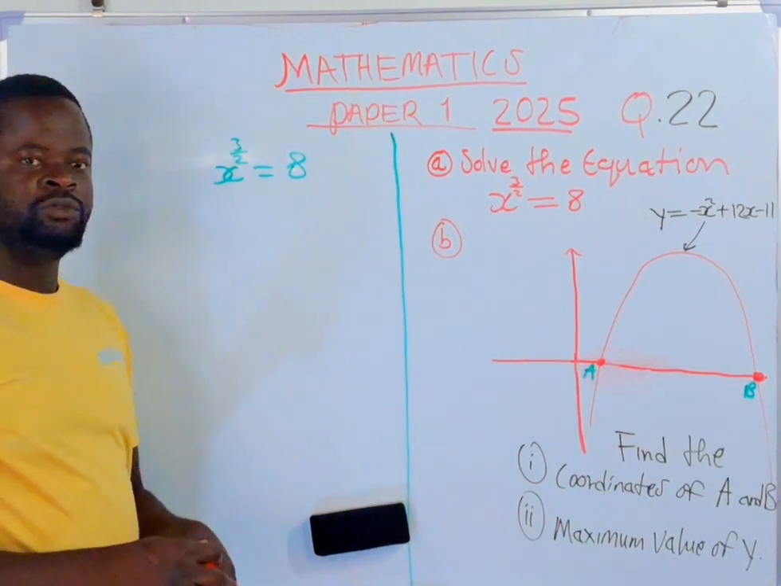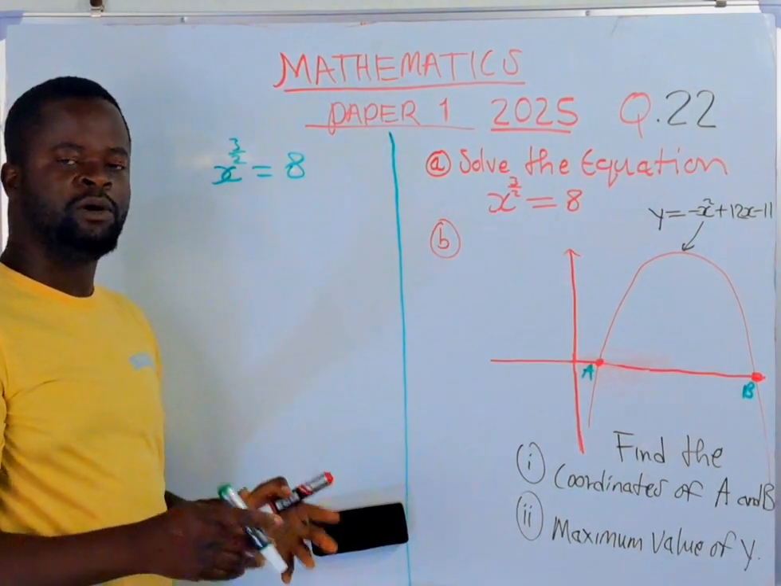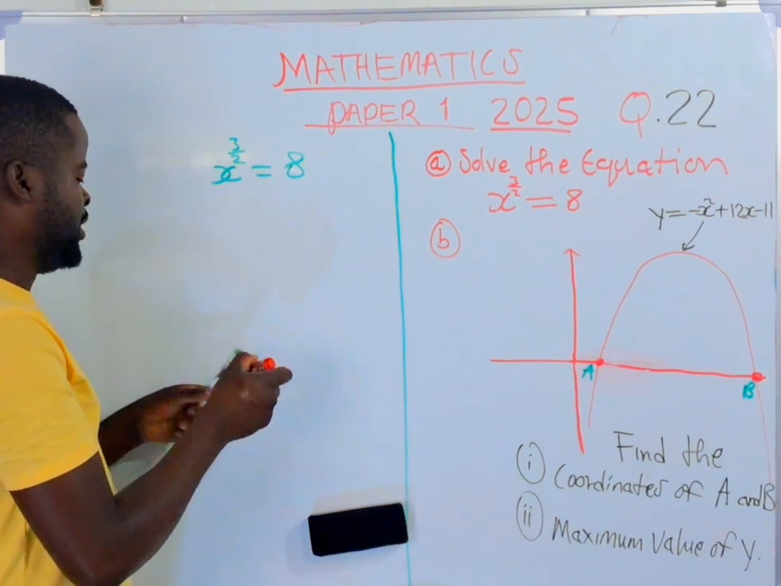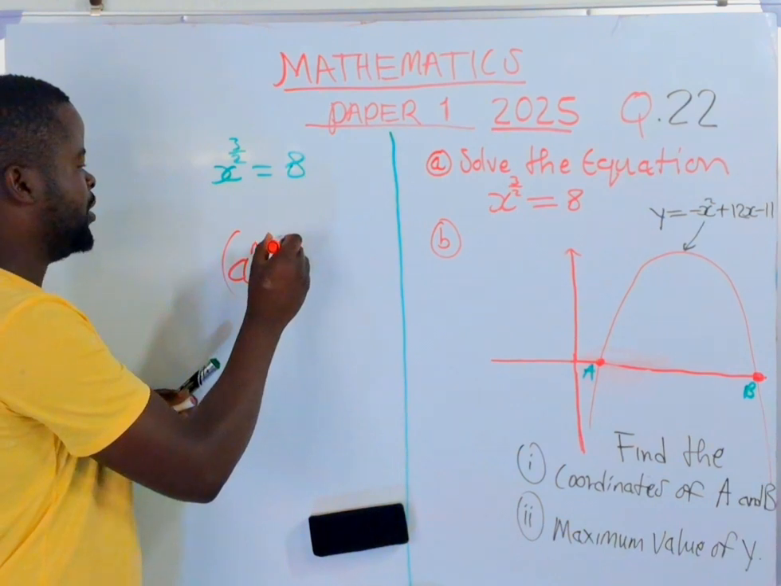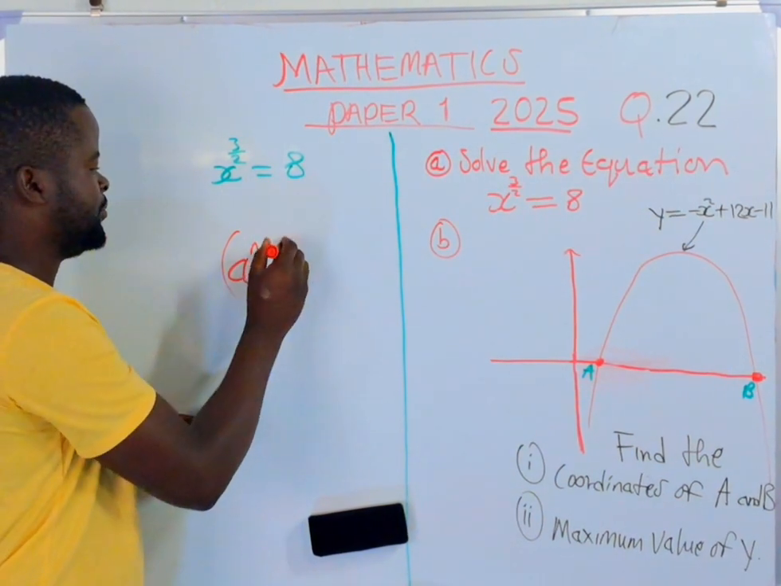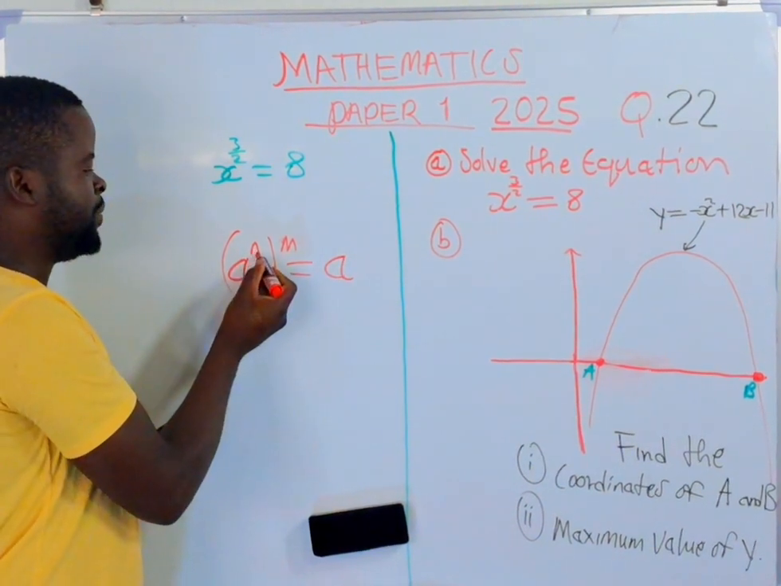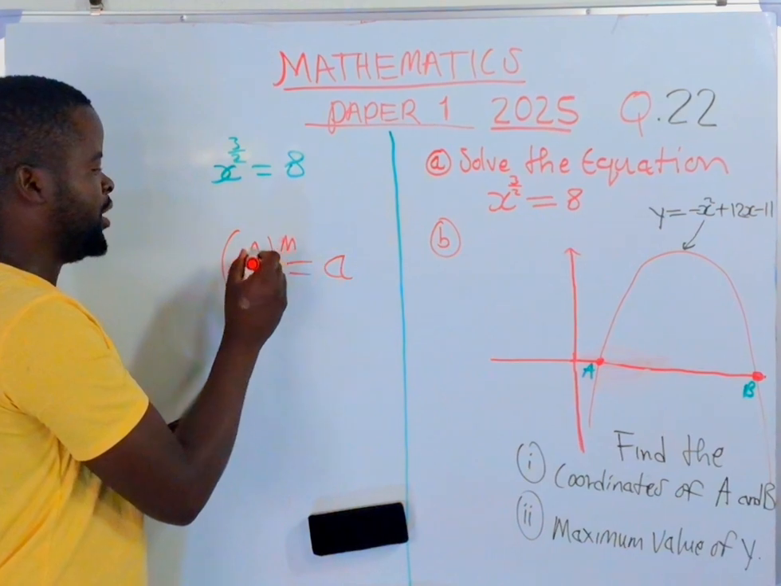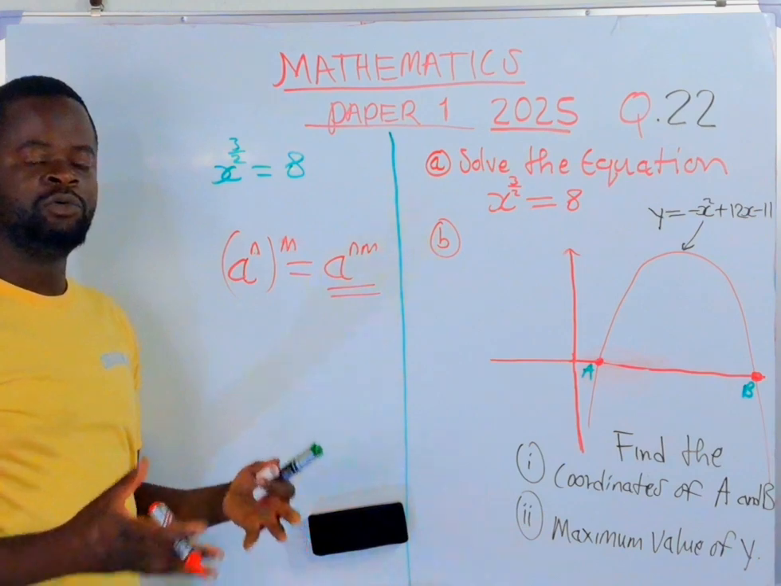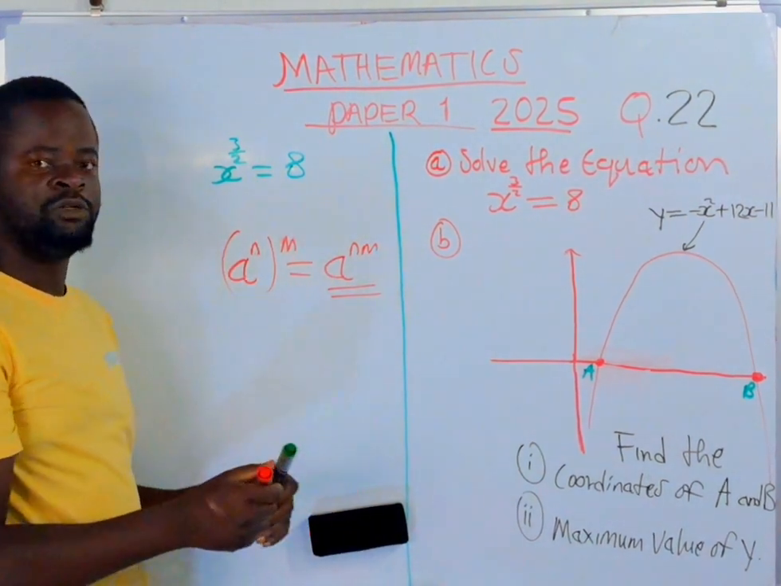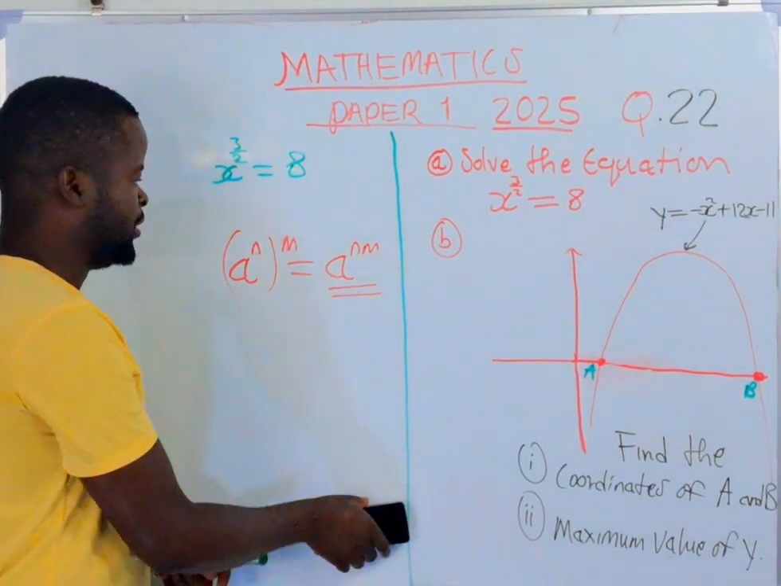On this particular question, we are going to apply what we call the power rule of indices. The power rule states that if you have a as the base number and n as the power, and you are raising it to another power m, then a is maintained as the base, but the two powers multiply: n times m gives nm. This is called the power rule. It is what we need to apply on this question so that we can get the value of x. So let's go.